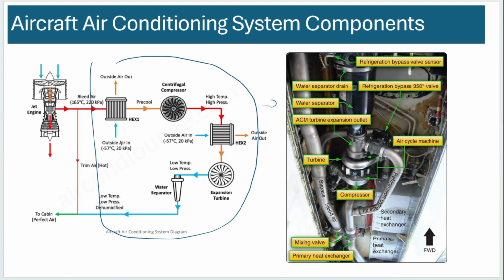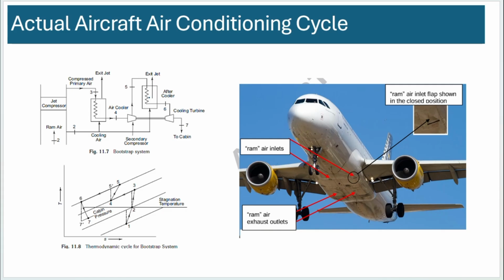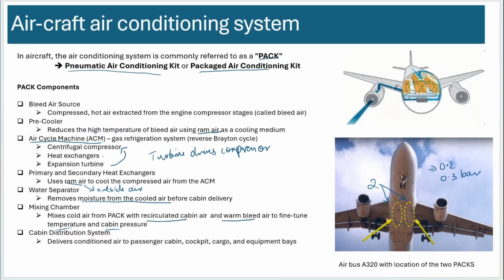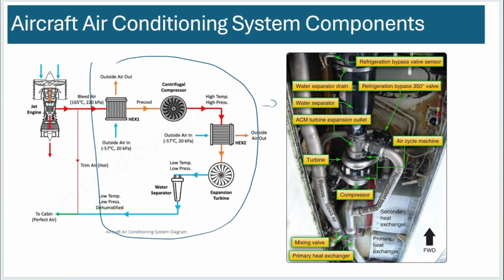How do you cool it? You take outside air in. And how do you take outside air in? You use ram air inlets. If you look here, there are some inlets under the aircraft, and that outside air goes in, and that cold air cools the air inside the heat exchanger. So outside air cools this heat exchanger. So it's pre-cooled. Then it goes to a centrifugal compressor. The compressor and turbine are attached to each other. The compressor is driven by the turbine. So the turbine is the one that is spinning the compressor, okay?